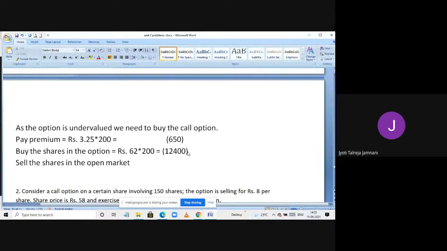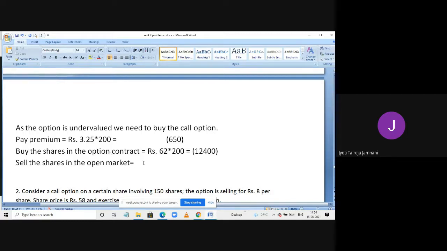We are going to sell the shares in the open market because we bought them through the option. See here, I've written clearly, buy the shares in the option contract. After you have bought it, you have not bought it to keep it with you. You want to make a profit out of it. So you will sell it in the open market.